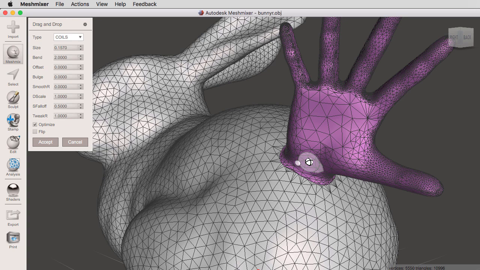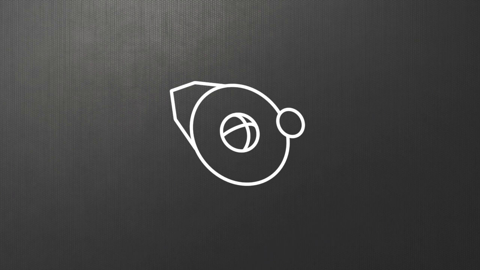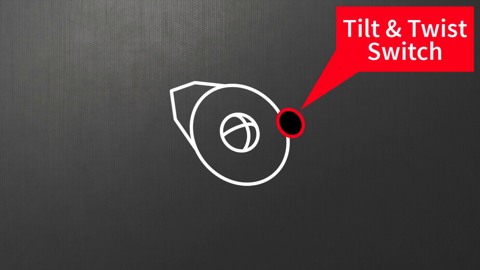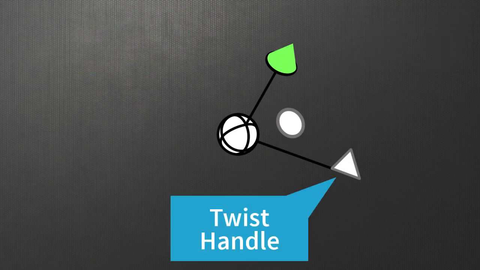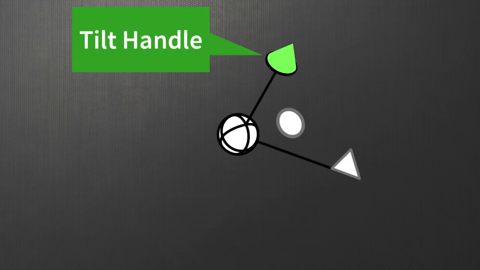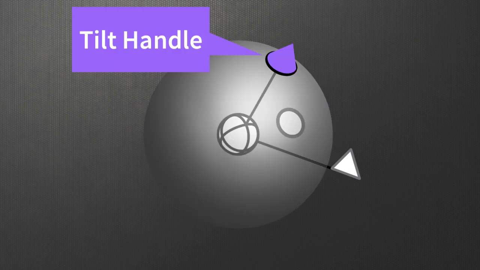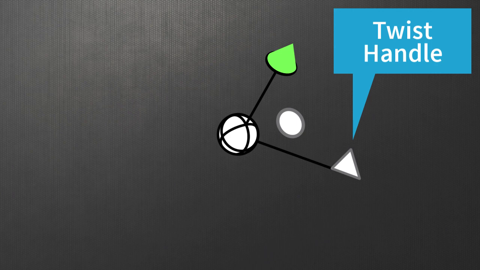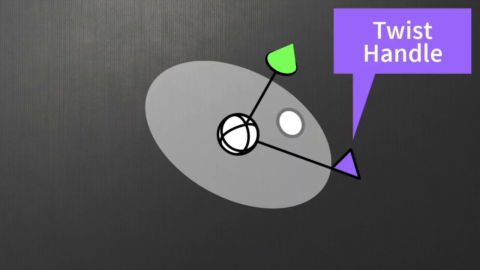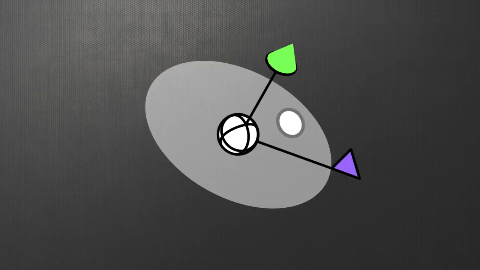Next, we're going to learn how to use the tilt and twist gizmo, which is exclusive to open objects. To switch between the 3D gizmo and the tilt and twist, we're going to click on this disc right here. Now you will notice a tilt and a twist handle. Notice that when you click on the tilt handle, the sphere will appear. And when we click on the twist handle, a disc will appear that will allow us to visualize our rotation.